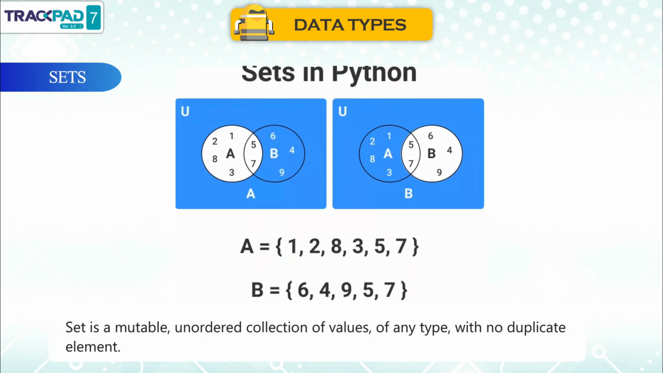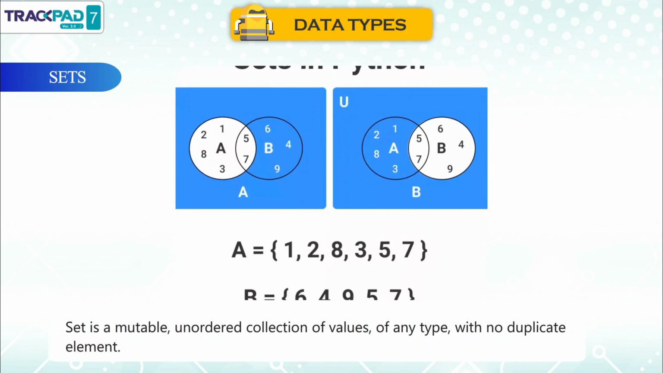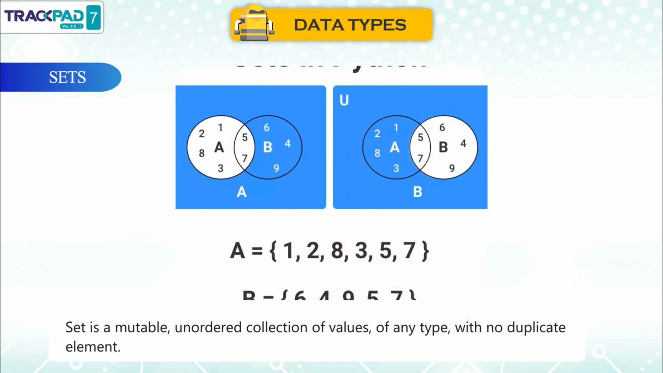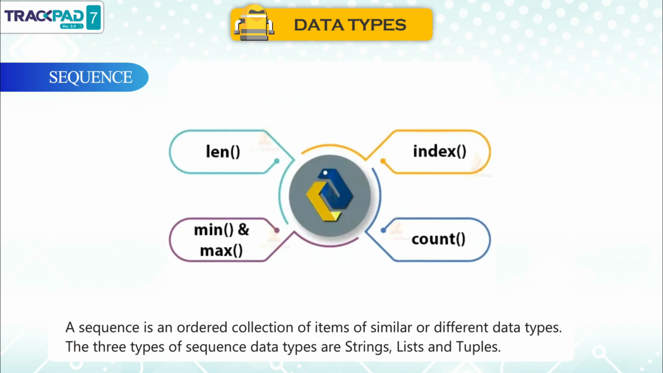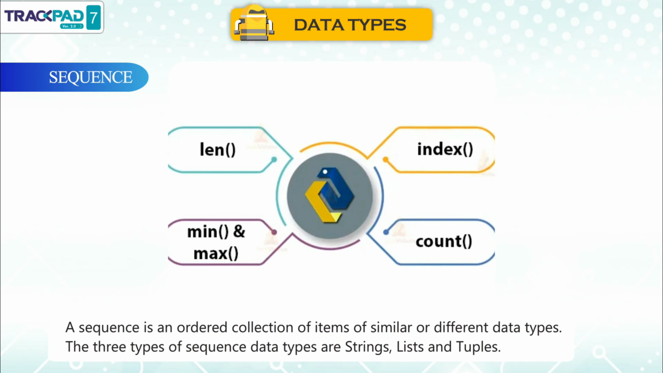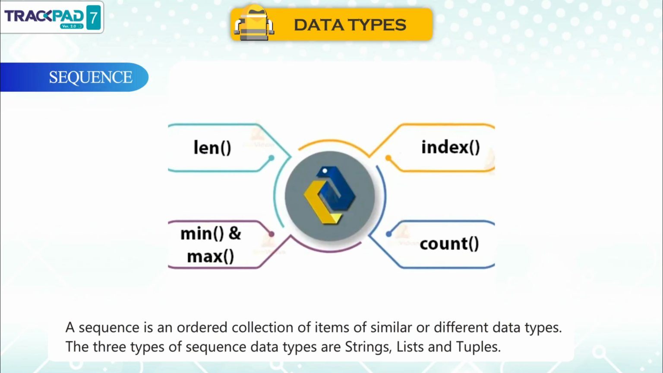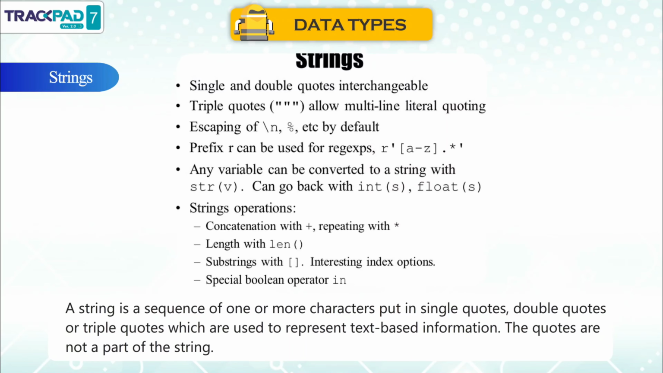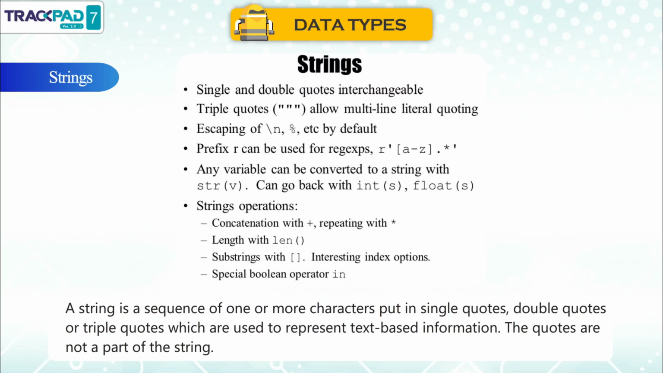Sets. Set is a mutable, unordered collection of values of any type with no duplicate element. Sequence. A sequence is an ordered collection of items of similar or different data types. The three types of sequence data types are strings, lists, and tuples. Strings. A string is a sequence of one or more characters put in single quotes, double quotes, or triple quotes, which are used to represent text-based information. The quotes are not a part of the string.